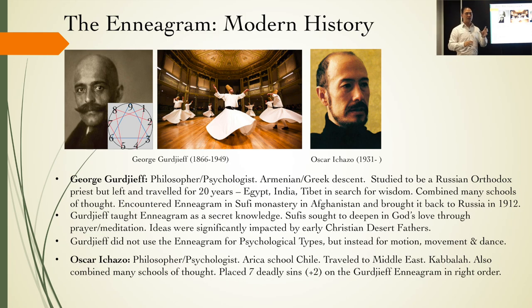he had learned together. So supposedly, in a stroke of genius, he combined the seven deadly sins plus two, which Evagrius Ponticus, the first person we talked about, had come up with. And he placed these nine different sins, we should call them, on the Enneagram, the Gurdjieff Enneagram. And he did them in the right order, which is very significant.